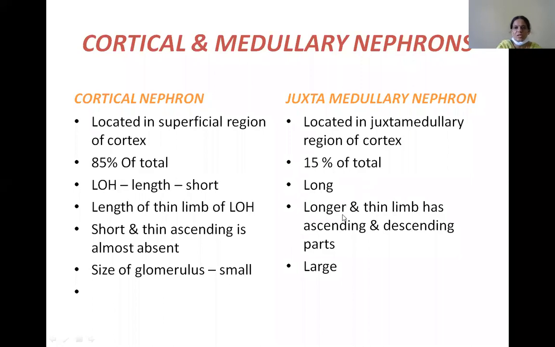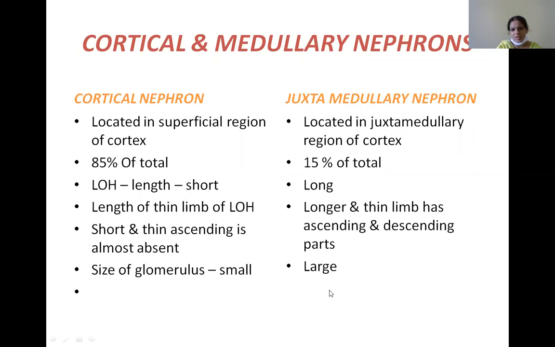The differences you have to know. The length of the thin limb of the loop of Henle here is short, and the thin ascending limb is almost absent. This you have to remember. The thin ascending limb is almost absent. Here the size of the glomerulus is small, whereas the length of the thin limb of the loop of Henle is longer, and the thin limb has both the ascending as well as the descending parts.